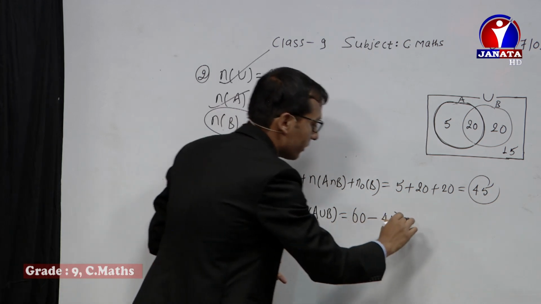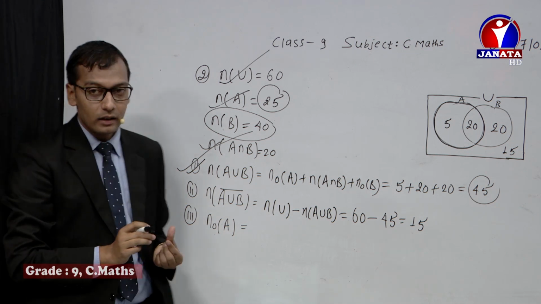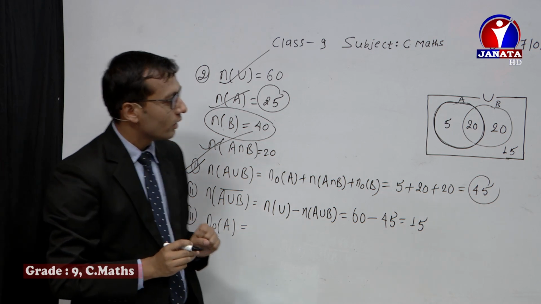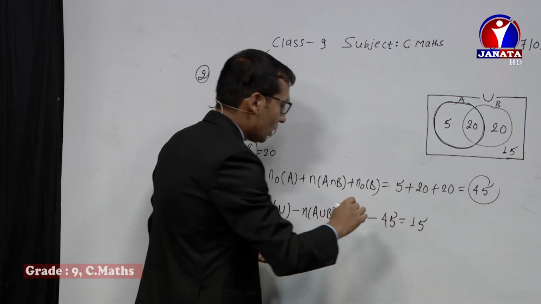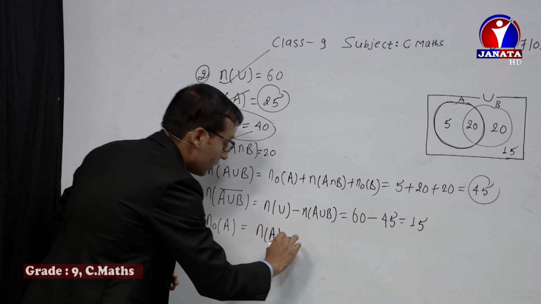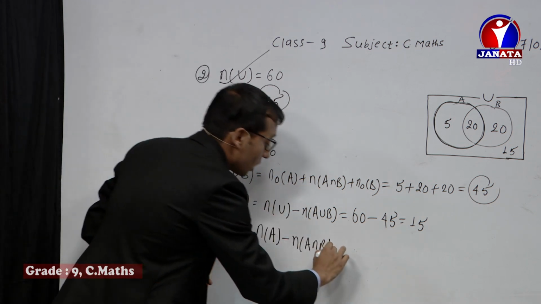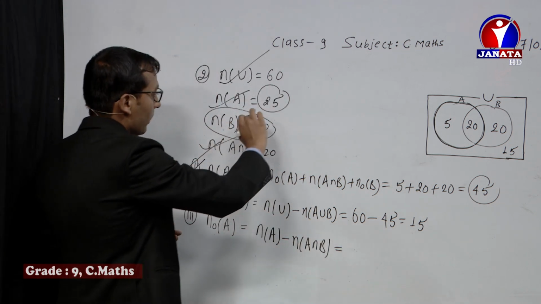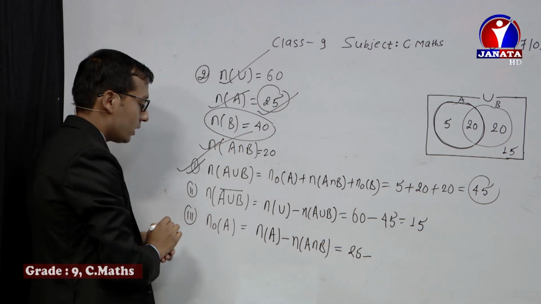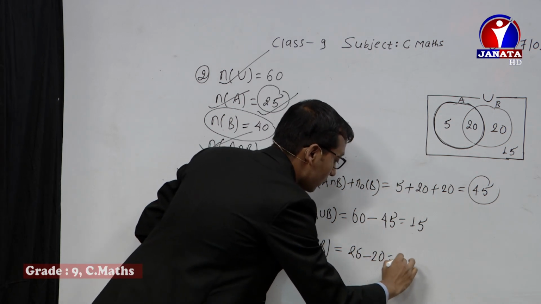So 60 minus 45 is 15. Now next is n only A. So n only A is total n of A minus n of A intersection B. What is n of A? 25 minus, what is the intersection? 20. It's 5.